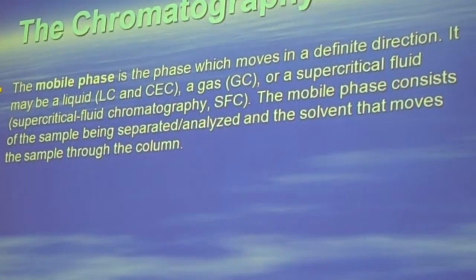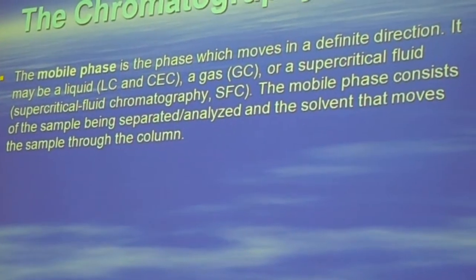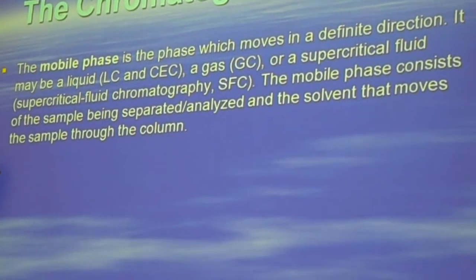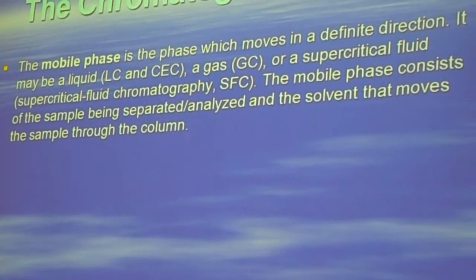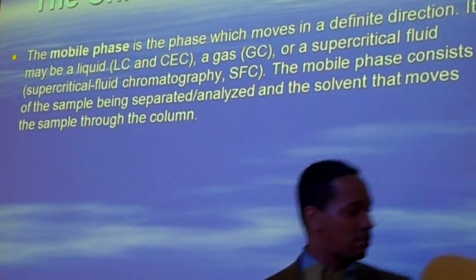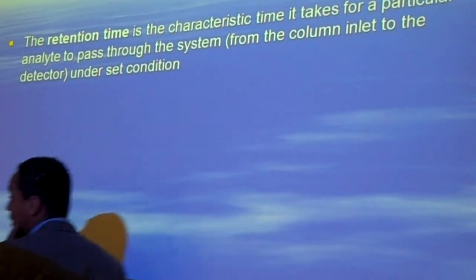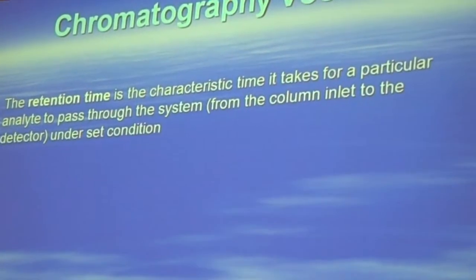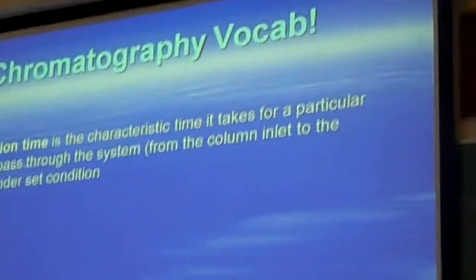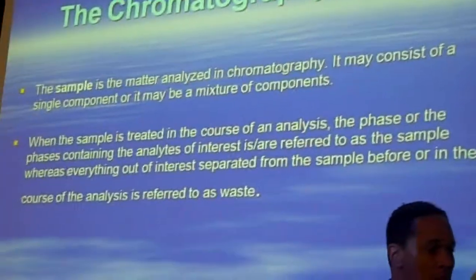And again, there are 50,000 different types of chromatography. There's liquid chromatography, GC, supercritical fluid chromatography. And the retention time. The retention time is a characteristic, again, that has to do with the polarity. The polarity of the functional groups on the molecule, the molecular weight. This you need to walk away with.